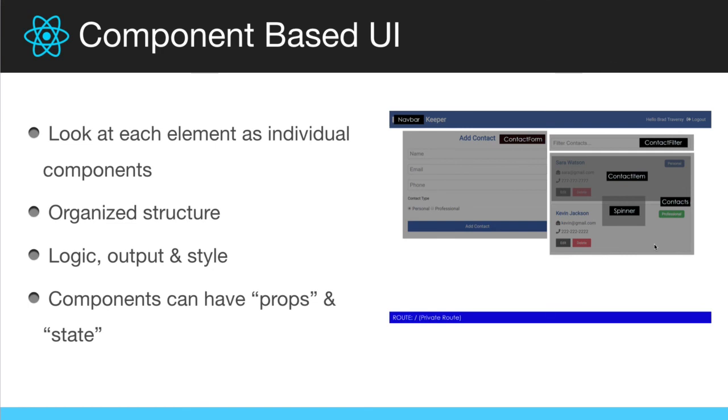We can also pass in properties into components. They can also have their own state. They can also get state from, if we're using Redux or context, any kind of app level state. Okay, so it just makes things very organized.